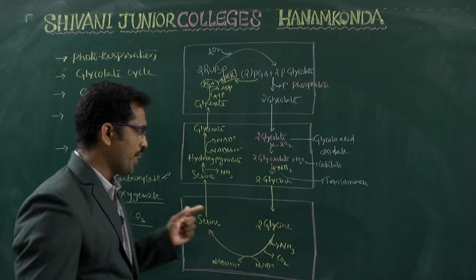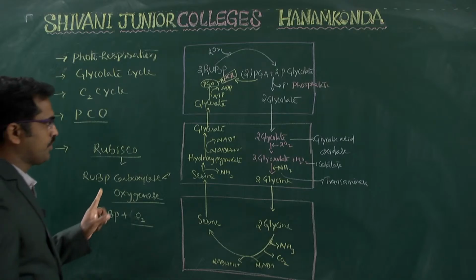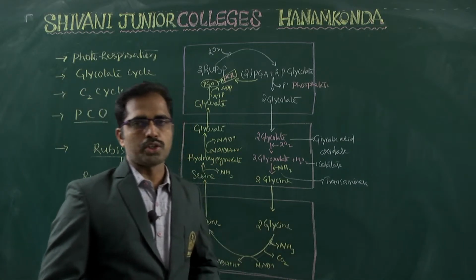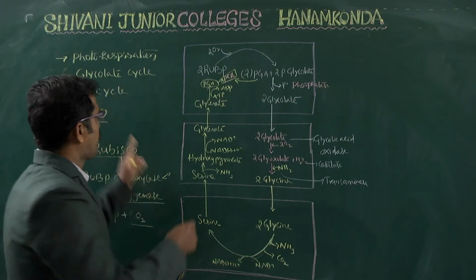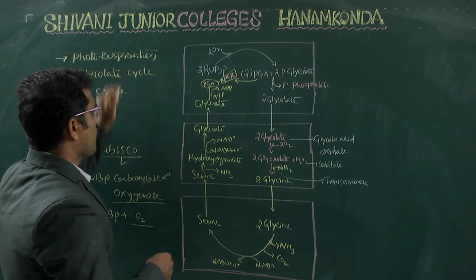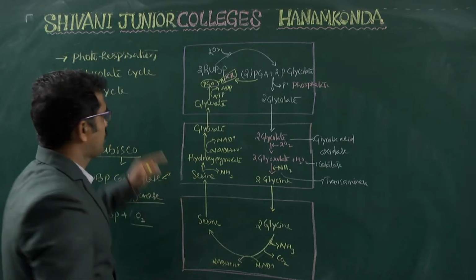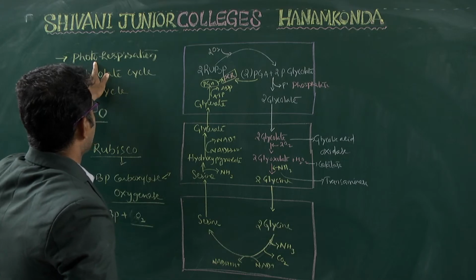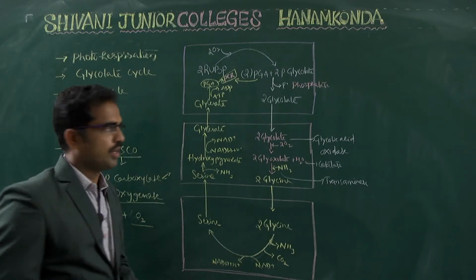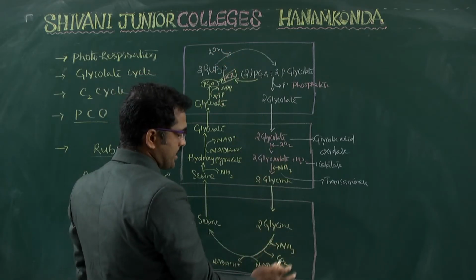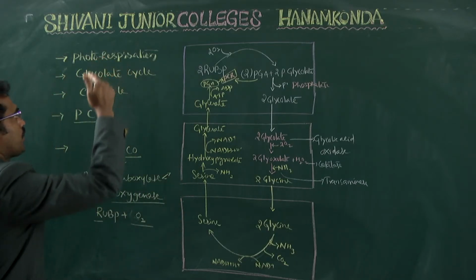But in C3 plants we find only one type of cell. At the time of high oxygen concentration, the mechanism we observe is the photorespiration mechanism. In photorespiration, there is uptake of oxygen in the presence of light. Just see, in the word itself there is a meaning: uptake of oxygen and release of CO2 in the presence of light is called photorespiration.